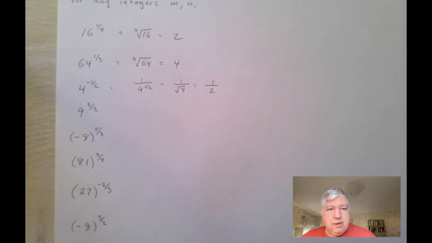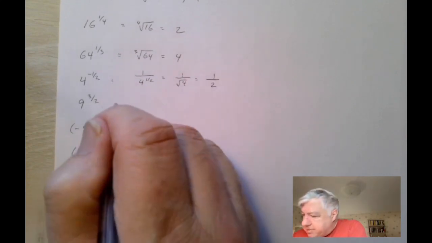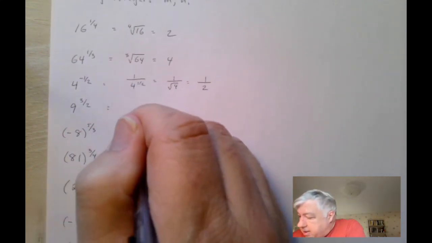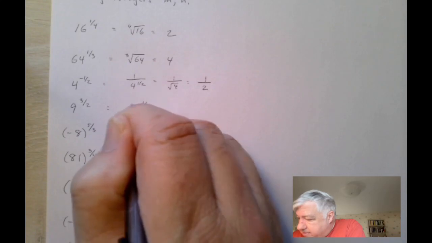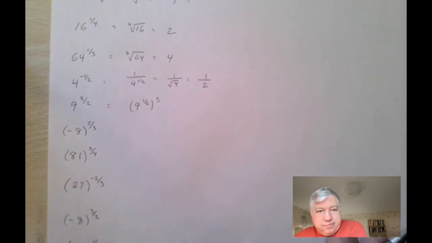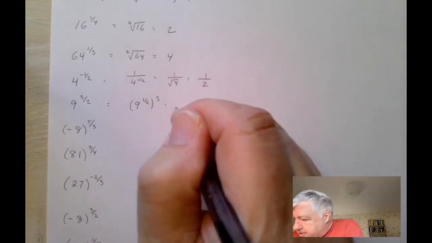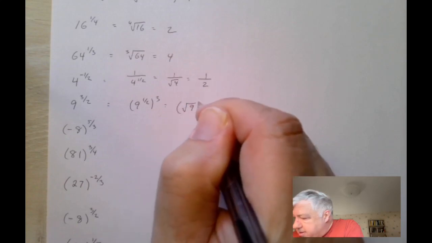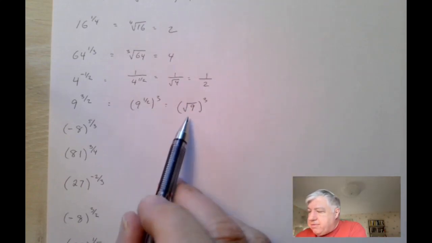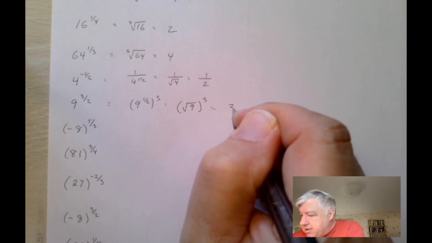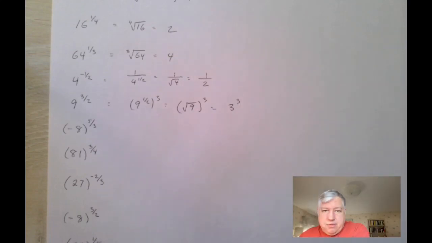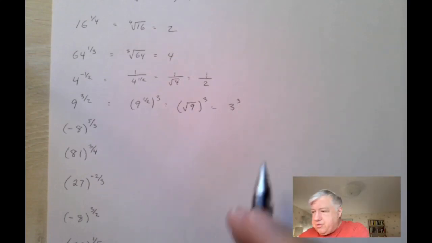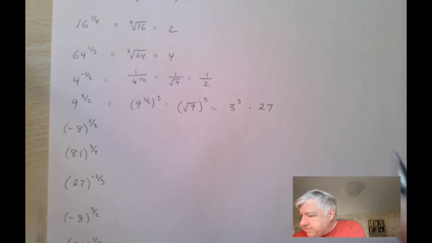9 to the 3/2 can be written as 9 to the 1/2 raised to the 3rd power. So this is the same thing as the square root of 9 raised to the 3rd power, but the square root of 9 we know is 3. And 3 to the 3rd is 3 times 3 times 3, that's 27.